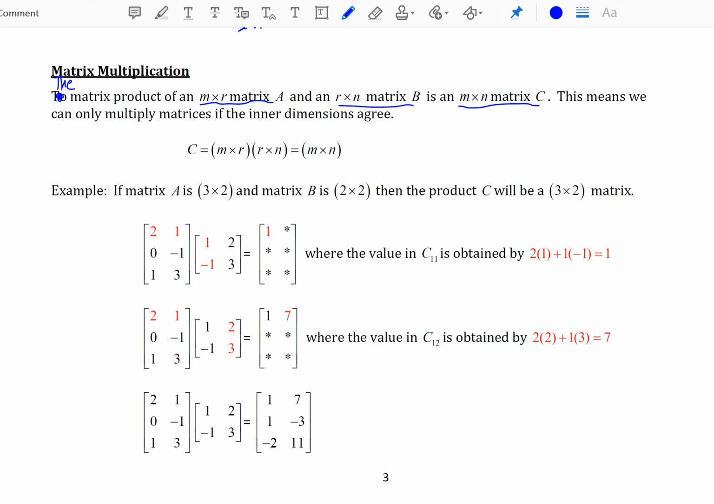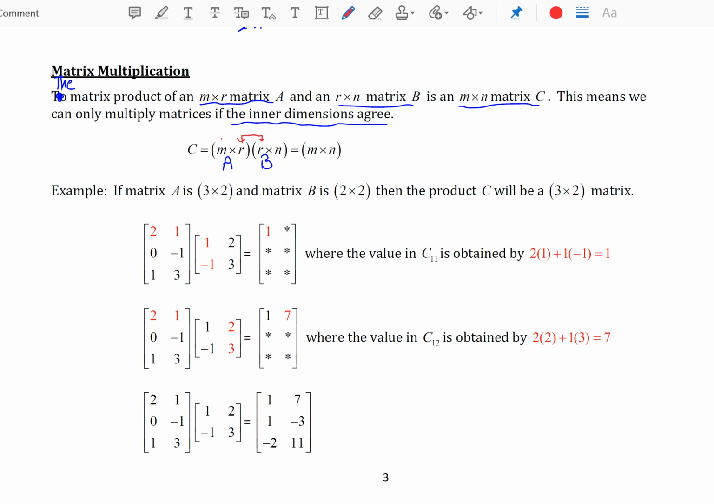Now, there's a lot of letters running around here. Let's make sure this makes sense. What I'm trying to say is that we can only multiply matrices if the inner dimensions agree. So here again, matrix A is M by R. Matrix B was R by N. Notice that the inside dimensions agree. They're both R. This is what tells you that you're allowed to do the multiplication.